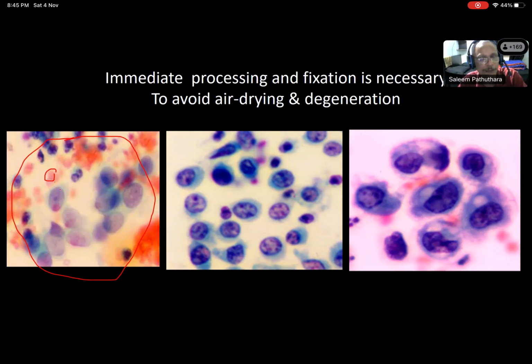So for Pap smear or Papanicolaou staining, the smear has to be wet fixed, and it has to be fixed before air drying. And look at this smear. This is a urine smear.